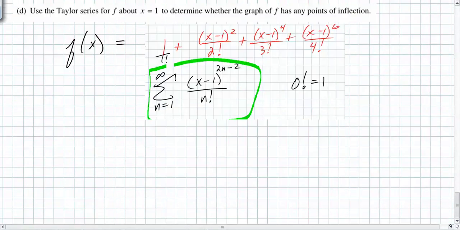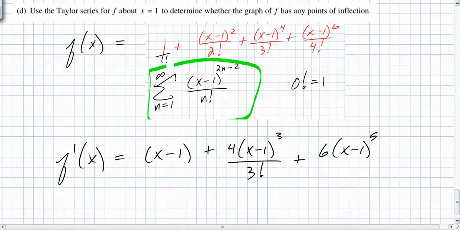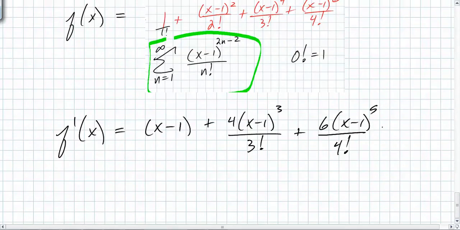If we actually want to do the first derivative, we need to take the first derivative of each term. So f prime of x, what's that going to be? The 2 cancels. Can we not take the derivative of the sum? You just want to do the general one? We can, but let's just do it this way. So what do you end up with? x minus 1 over 1. Then you drop the 4, plus 4 times (x minus 1) to the third over 3 factorial, plus 6 times (x minus 1) to the what, over 4 factorial. And it keeps going, right?